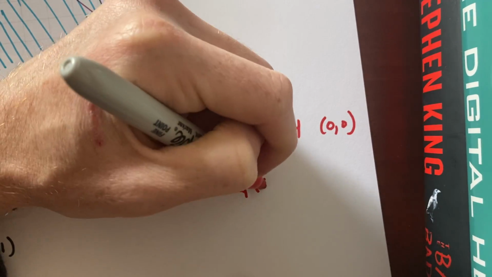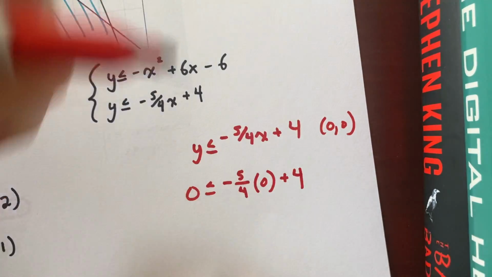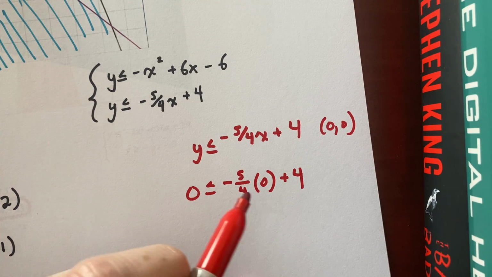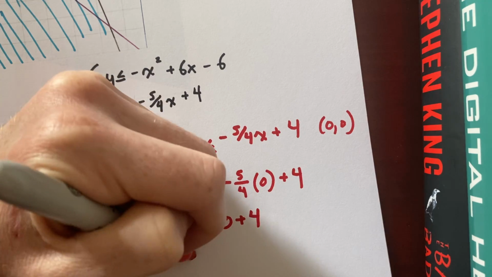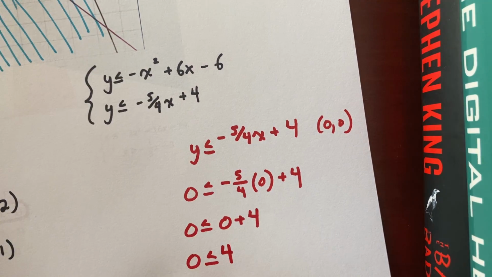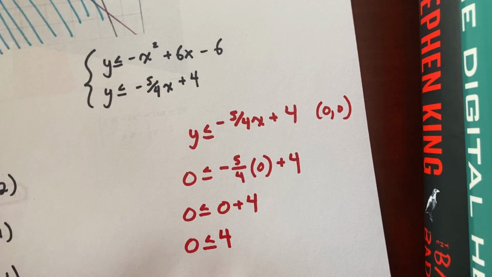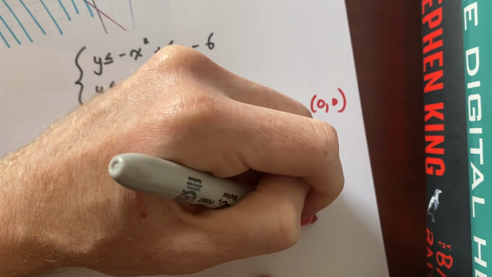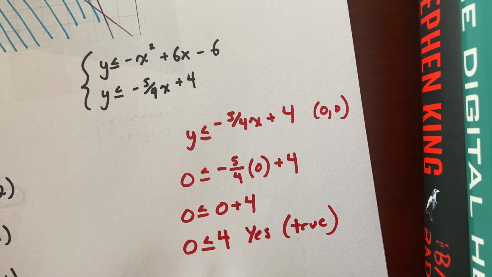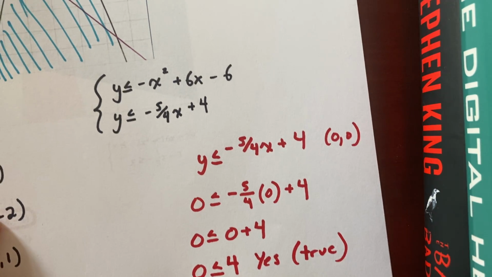This looks scary because I have a fraction, but the good news is, since I picked a nice point (0, 0), this is just going to turn into 0. 0 plus 4 is 4. Is 0 less than or equal to 4? That answer is yes, which means it is true, which means we are going to shade over top of the point that I just selected.